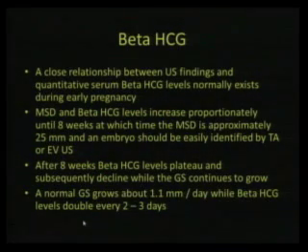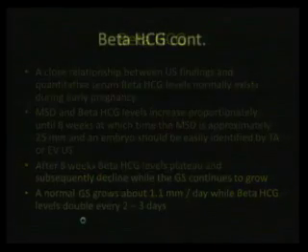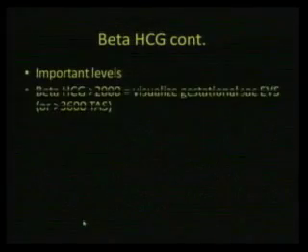A normal gestational sac grows about 1.1 millimeters a day, while the beta levels double every 2 to 3 days. So some important levels to remember. With beta HCG greater than 2,000, you should be able to see a gestational sac via endovaginal ultrasound, or if you can't do an endovaginal study, you should see one by about 3,600 on a transabdominal study.